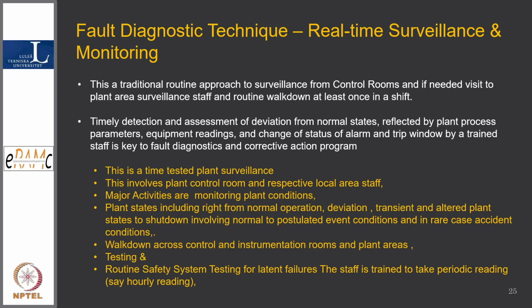The plant states may range from normal operation to deviation. Deviation could be transient also. That means in a very small fraction of time, the plant changes from one state to another, or it could be a slow deviation, where we can track the deviation. But transients are like 0 or 1: the plant was operating, and it has come to the shutdown state. And alternate plant states, shutdown, involving normal to postulated events.